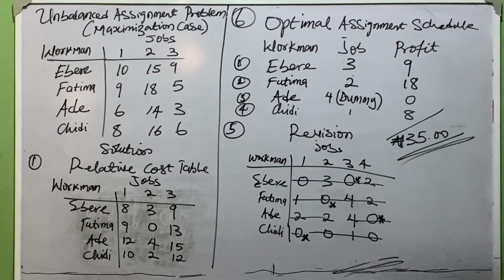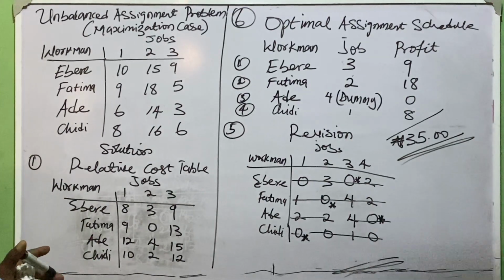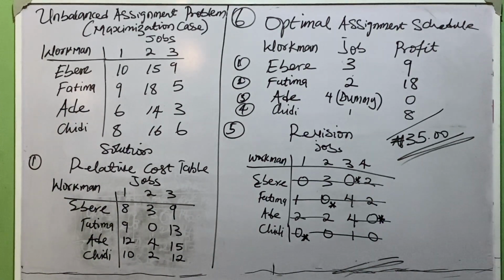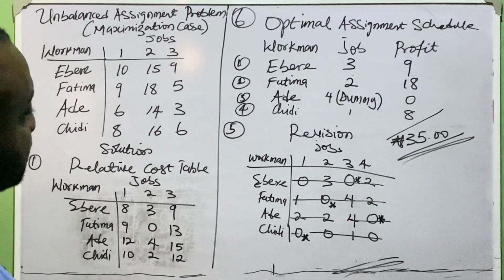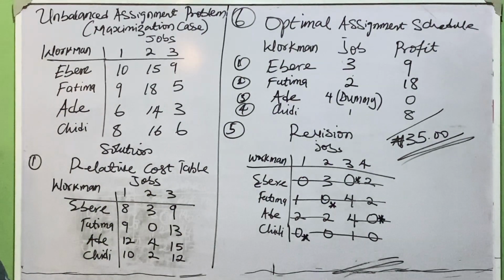So Ebere should go to job 3 with the profit of 9, Fatima job 2 with the profit of 18, and Ade gets the dummy, so no actual job. Then Chidi will go to job 1 with a profit of 8, and the total profit will be 35 naira, as the case may be.